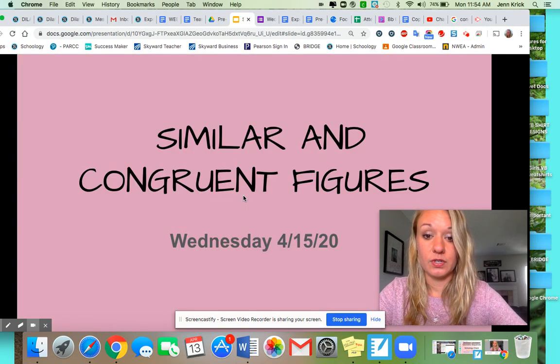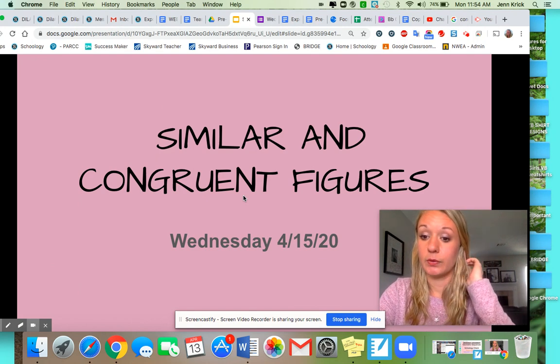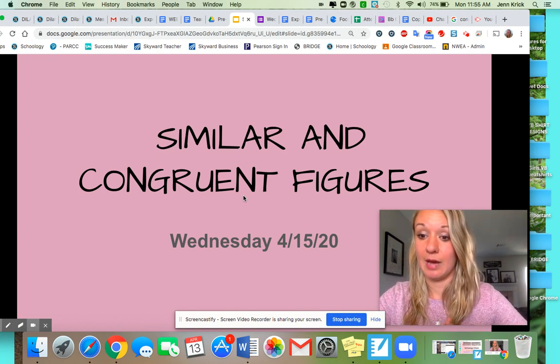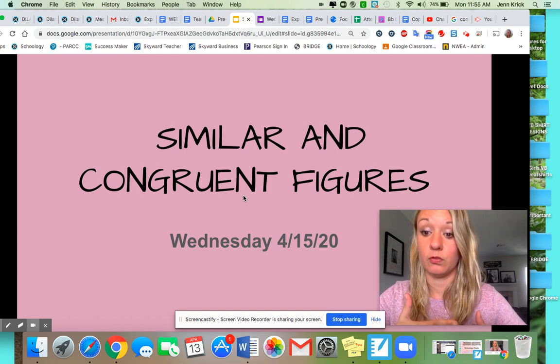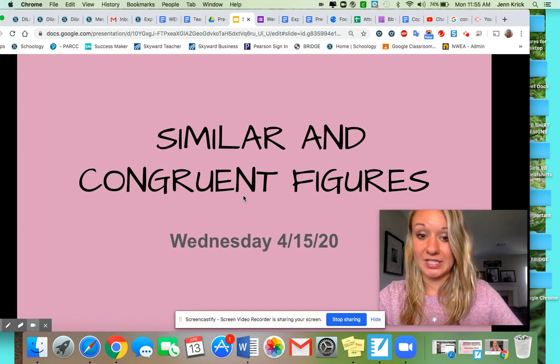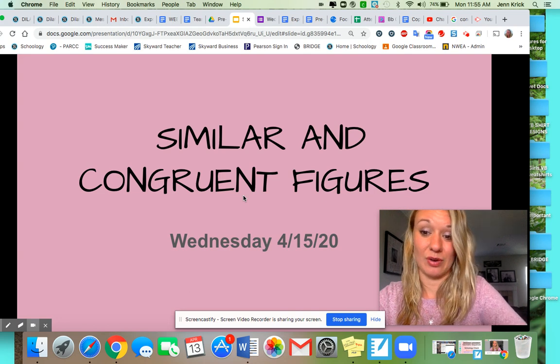Okay, so your lesson for today, we're talking about similar and congruent figures. Now, this has more of a geometry base, so this is going to be really important for you, especially thinking about next year and the year after. So, please know that this vocabulary and these concepts are going to be carried with you as the years go on.